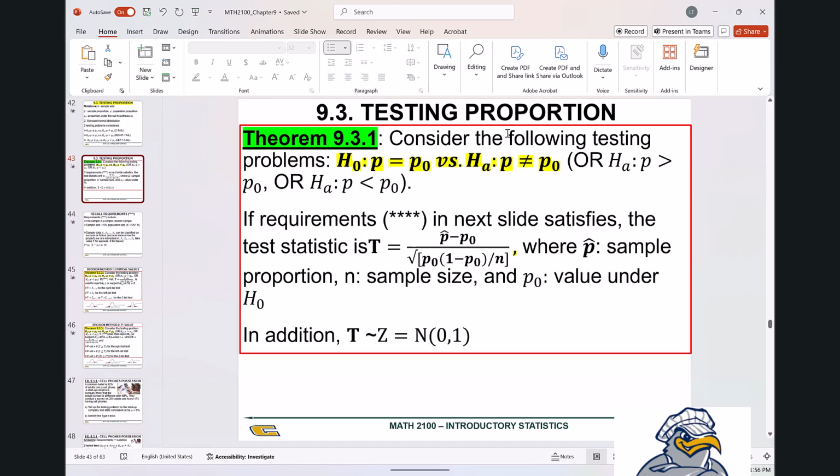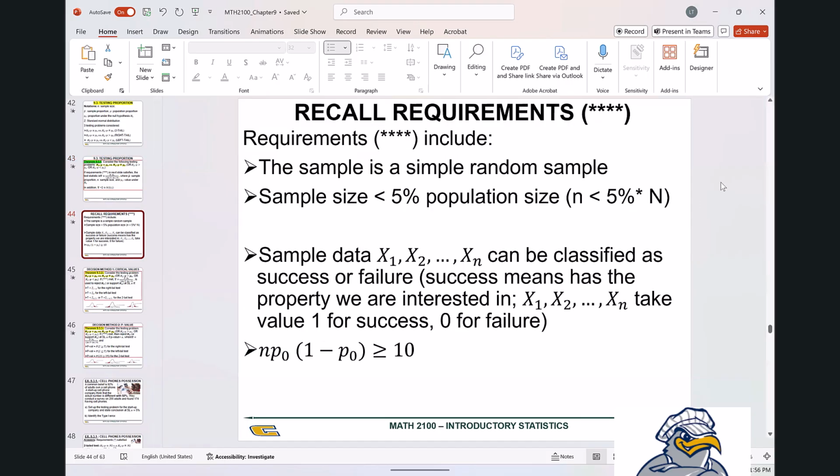And the requirements we want to make sure of in order to use the theorem are: we require a simple random sample procedure; we require the sample size to be less than 5% of the population size; we require the sample data can be classified as either success or failure. And in order to get a good approximation, we also want n times p naught times 1 minus p naught to be greater than or equal to 10. This is a sanity check you need to do before you apply the theorem.